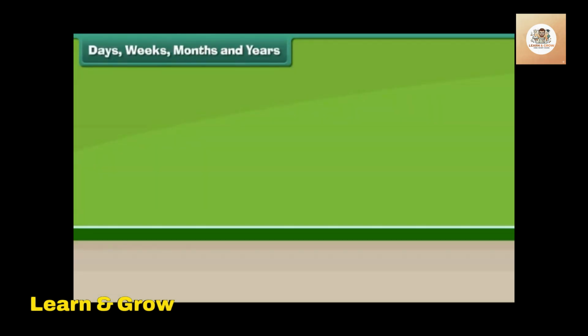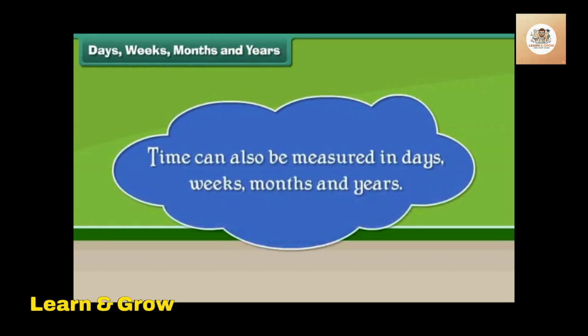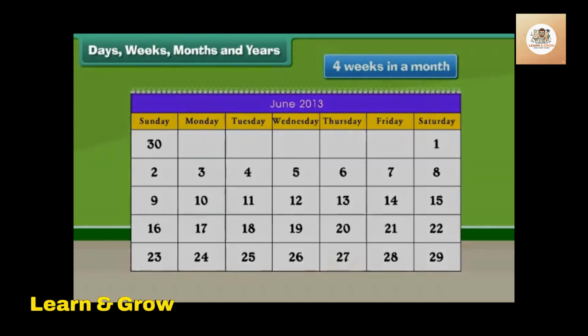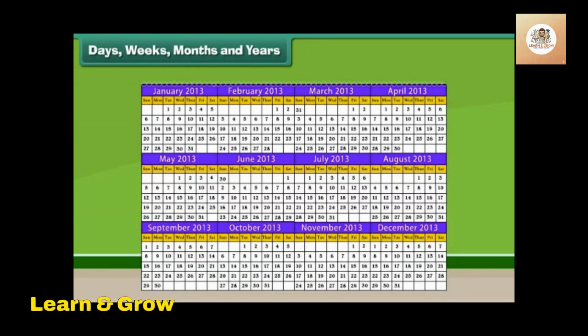Days, weeks, months and years. Time can also be measured in days, weeks, months and years. There are 7 days in a week. They are Sunday, Monday, Tuesday, Wednesday, Thursday, Friday and Saturday. There are 4 weeks in a month. There are 12 months in a year. They are January, February, March, April, May, June, July, August, September, October, November and December.